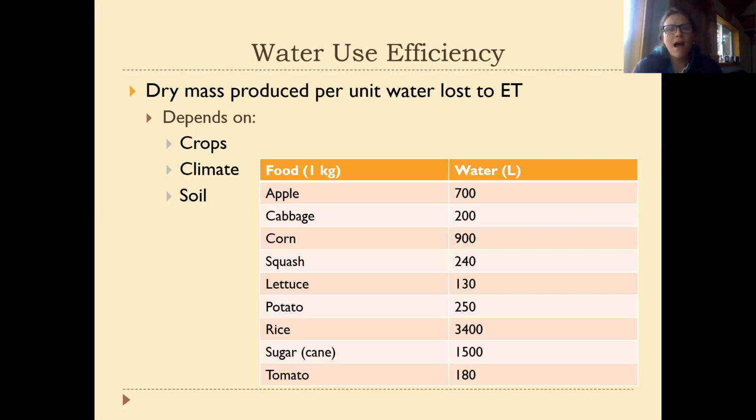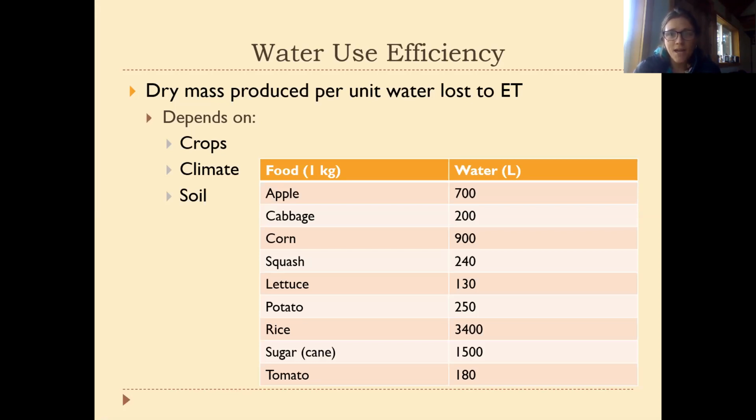So we can think about how much dry mass of plant is produced per water loss to ET. That would be something's water use efficiency, because water lost through a plant is transpiration. And we can also compare, this is a slightly different scale, these different kinds of plants, and we can see that certain plants need a whole lot more water to be produced than other plants.